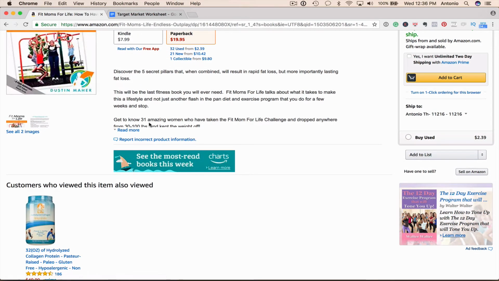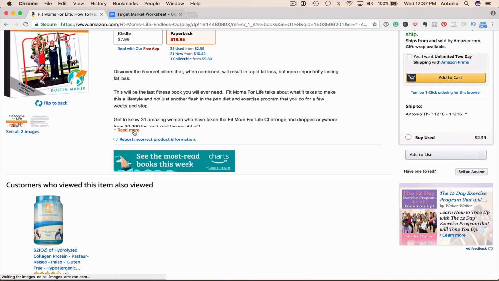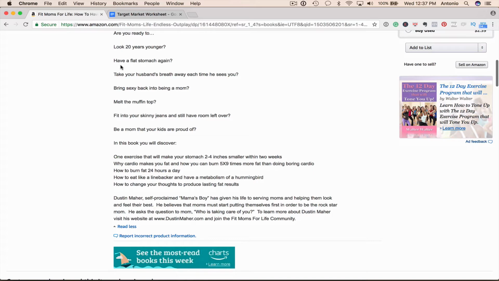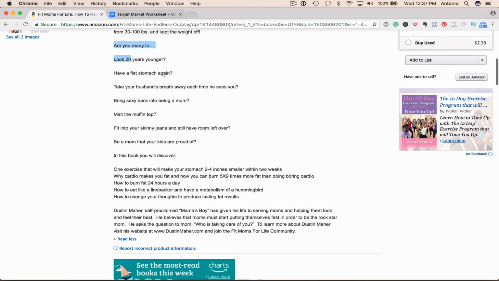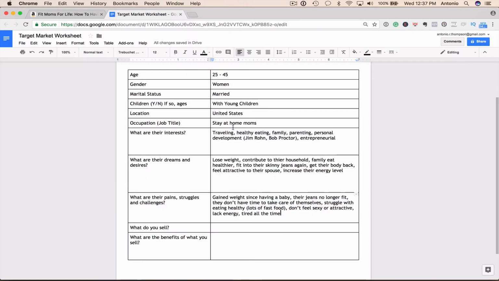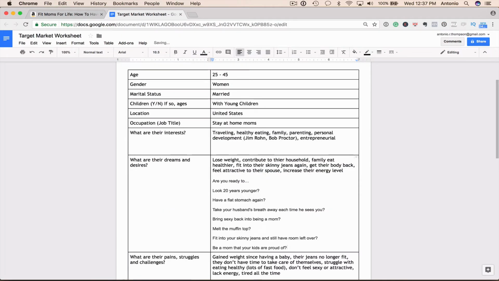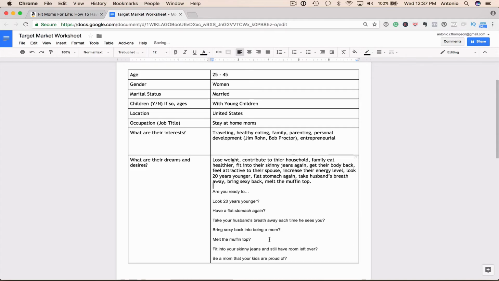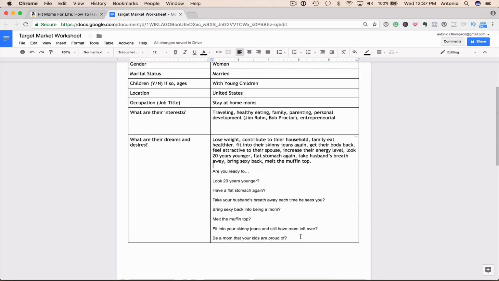And you can find intel or find information about your audience by searching books, right? Here we go. Some cool things: look 20 years younger, have a flat stomach again, take your husband's breath away each time he sees you, bring sexy back into being a mom, melt the muffin top. All right, so I'm going to grab some of these and I can add them to the dreams and desires, right? So I'm going to paste that there. Cool stuff. All right, fit into your skinny jeans again and still have room left over.